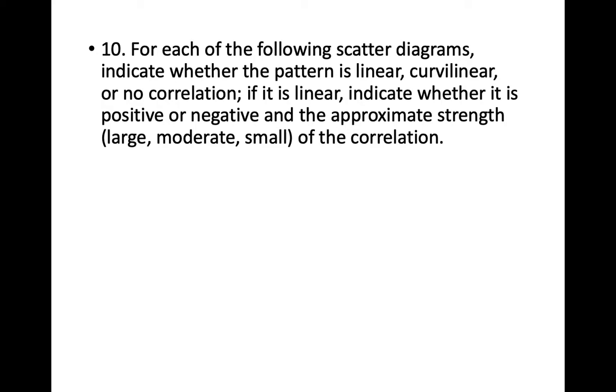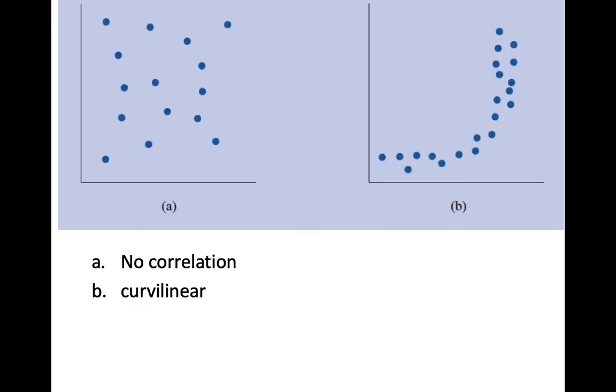It said, for each of the following scatter diagrams, indicate whether the pattern is linear, curvilinear, or no correlation. If it's linear, indicate whether it is positive or negative, and the approximate strength, large, moderate, small, of the correlation. So here's the first two figures.